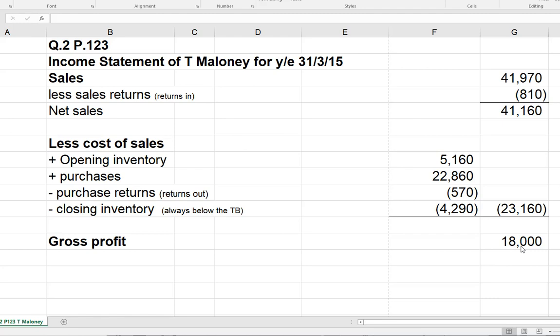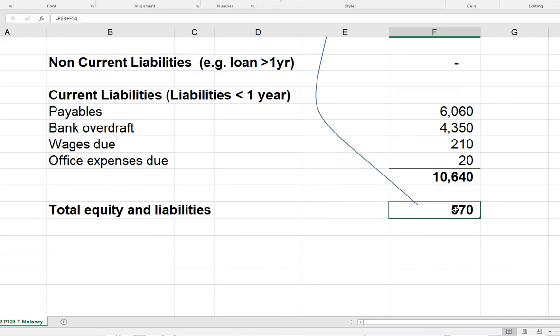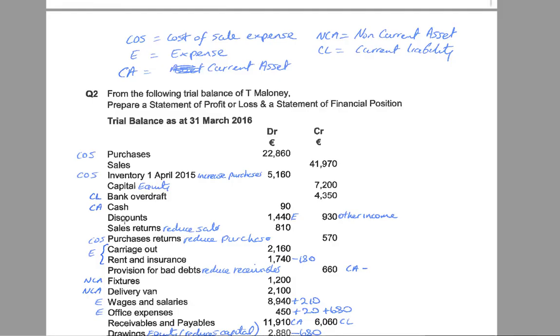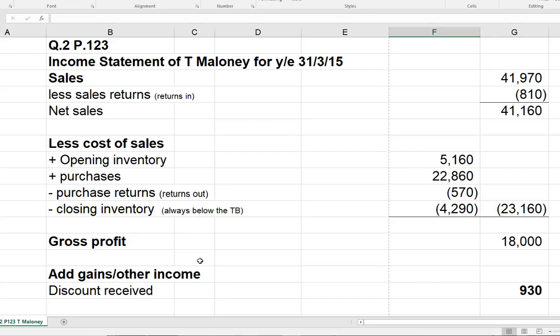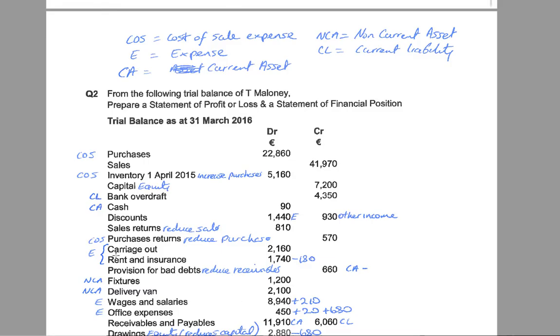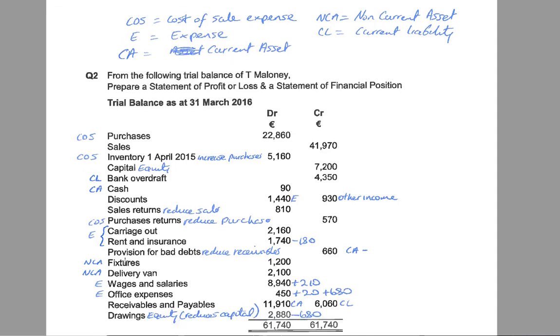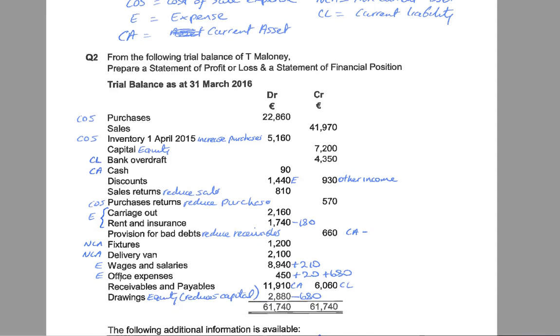Then after gross profit we add any other income, and then we take away all the expenses. So our other income is any other income received apart from sales income. So we've got discount received. You also might have interest received or rent received in a question. They'll always be on the credit side of the account. So gross profit, and then we just add discount received 930 to that, and then we take away all the expenses, and the expenses are those that we carry out: rent and insurance, wages and salaries, office expenses, and we update them for the adjustments.